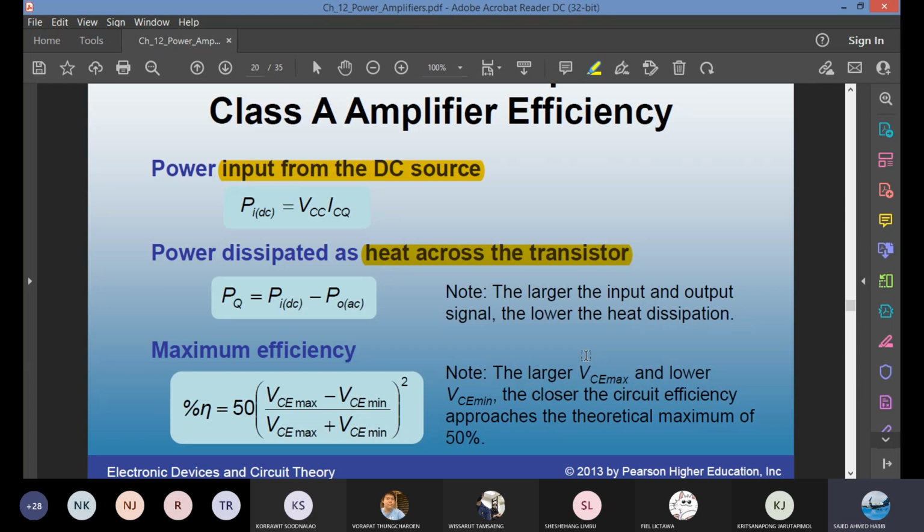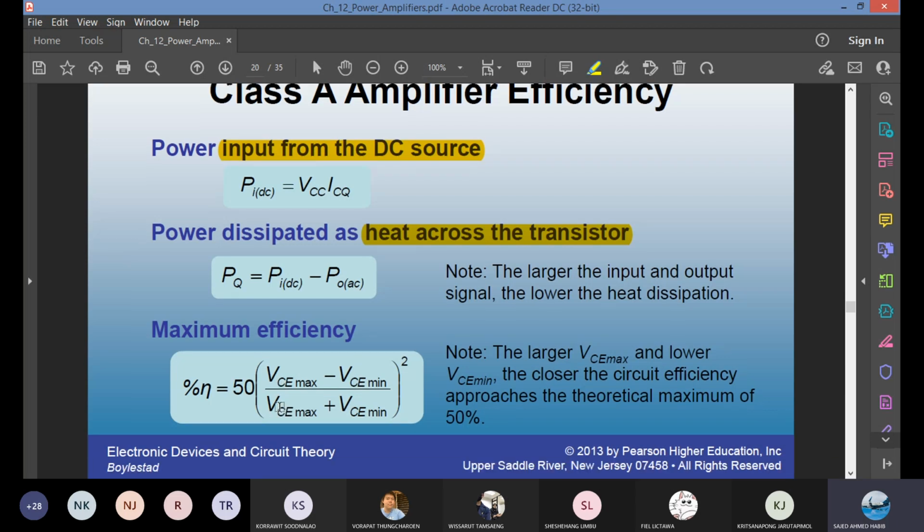There's a formula for maximum efficiency. If you know the maximum and minimum values of VCE, you use this formula multiplied by 50. If you see the larger VCE max and lower VCE minimum, it means the swing is very large, and you will get as close as possible to the theoretical 50%. If the difference between the maximum point and minimum point is less, you cannot reach the 50% point.